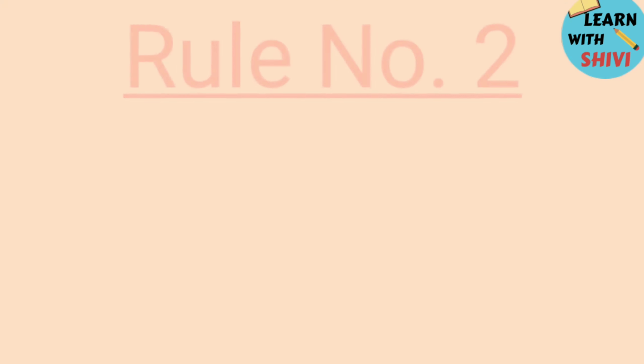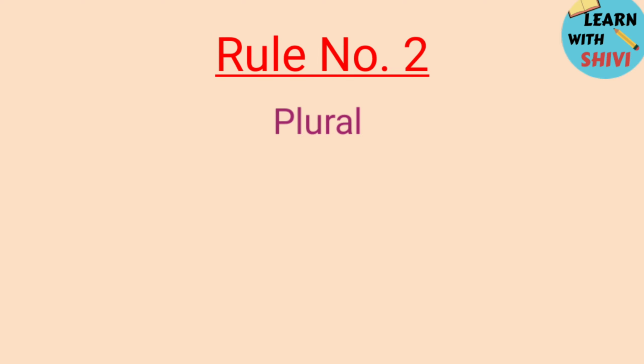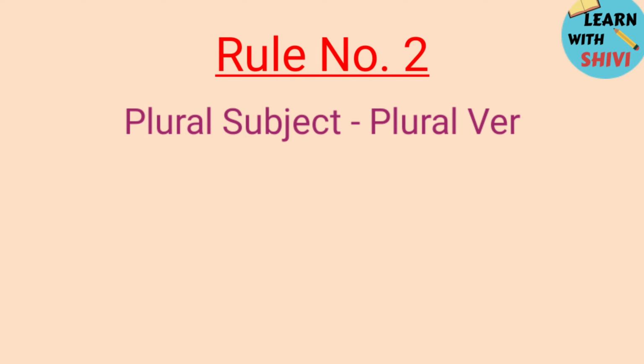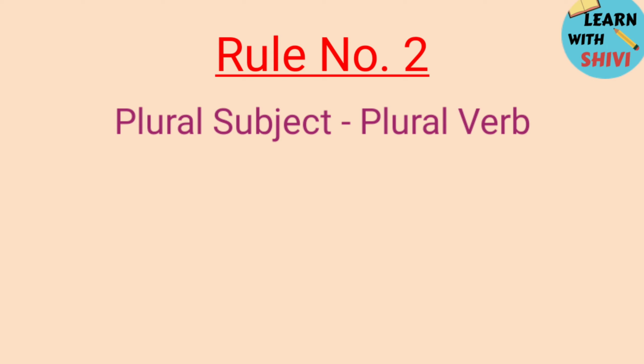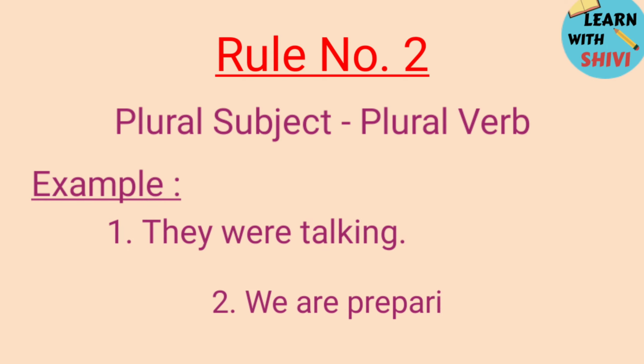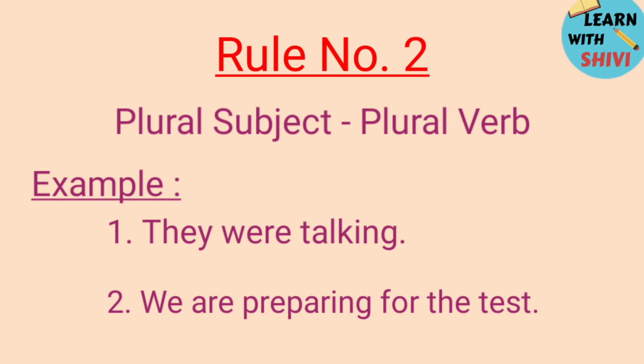Rule number 2. When the subject is plural, a plural verb is used along with it. For example, they were talking. We are preparing for the test. In both the sentences, our subjects they and we are plural pronouns. Hence, the verb used with them is plural as well. That is were and are.